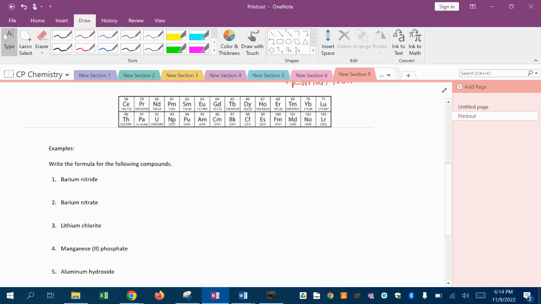The first 5 say write the formula for the following compounds. You can write these down on a separate sheet of paper or do them on scratch paper, up to you, but it would be a good idea for you to try these. So the first one is barium nitride.